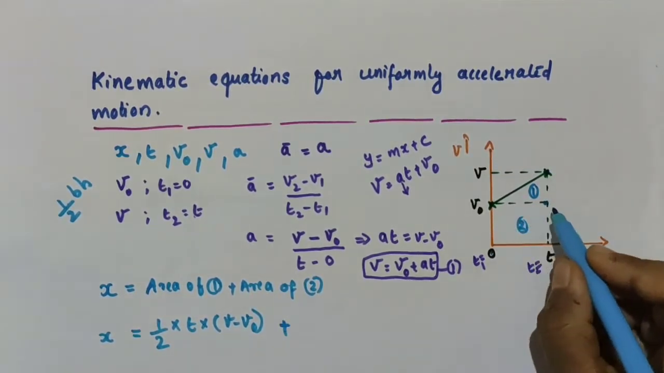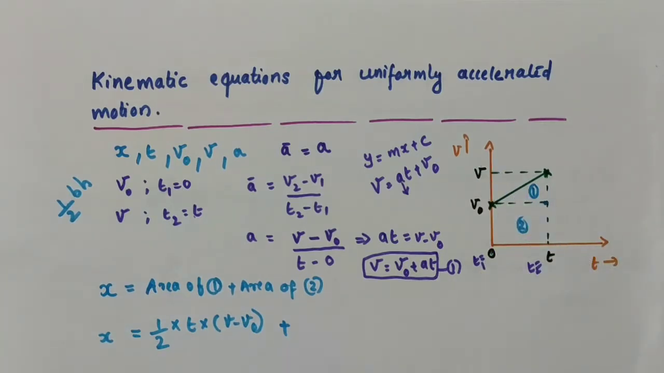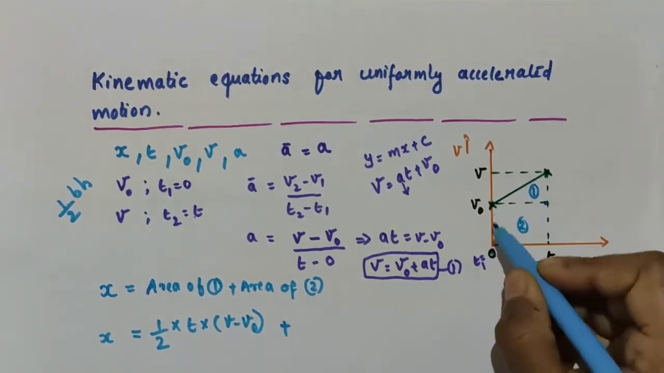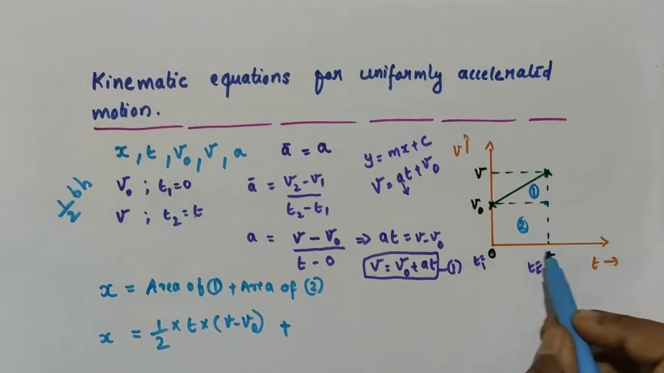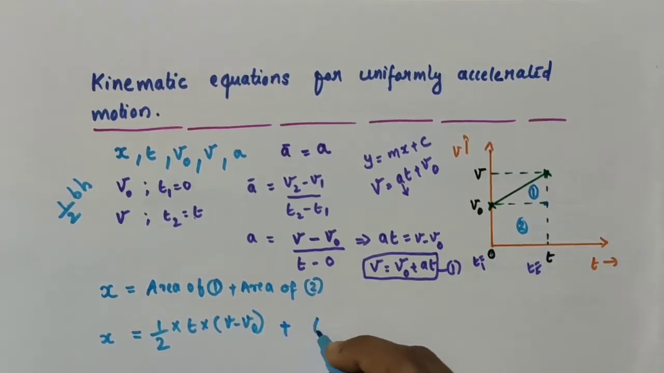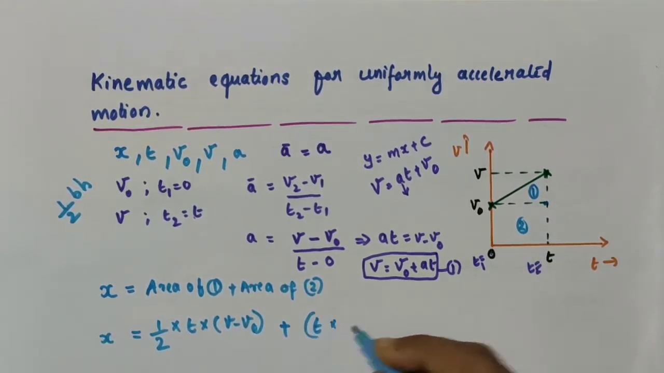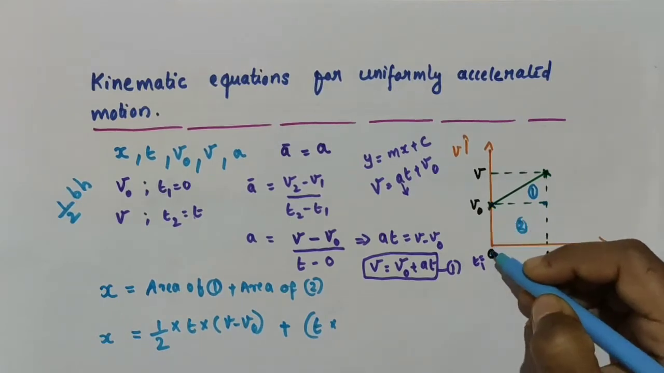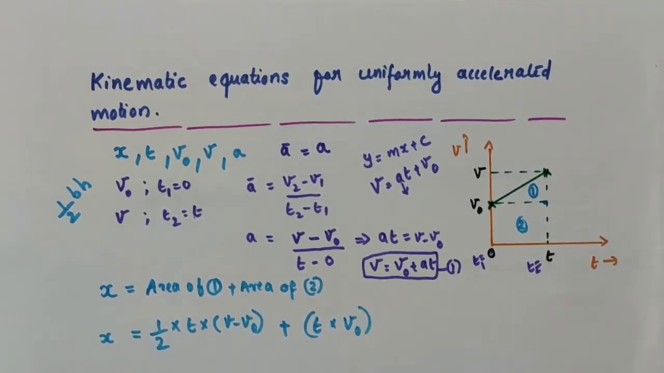Plus the area of this rectangle from the velocity time graph, that is this side into this side. This side means t minus 0, that is t, into this side, v0 minus 0, that is v0. Okay, so you are getting one such expression.